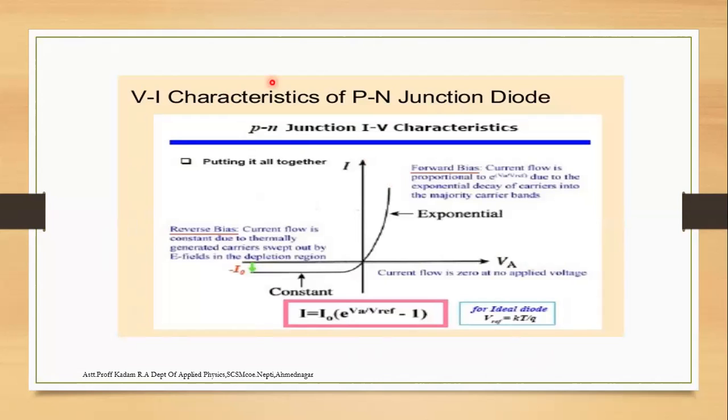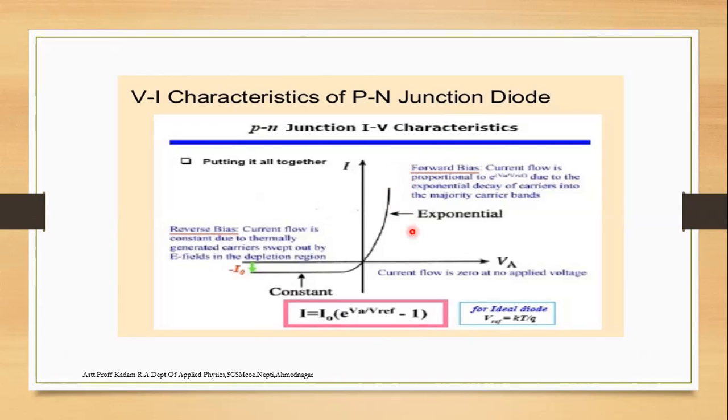That is the basic characteristic of the PN junction diode, the forward bias and the reverse bias, and here is the graphical representation. In reverse bias the current flow is constant up to a certain point, then breakdown occurs and it rises higher. In forward bias the current rises exponentially, and the current flow is proportional to the majority carriers.